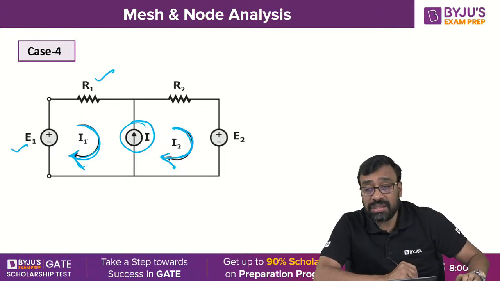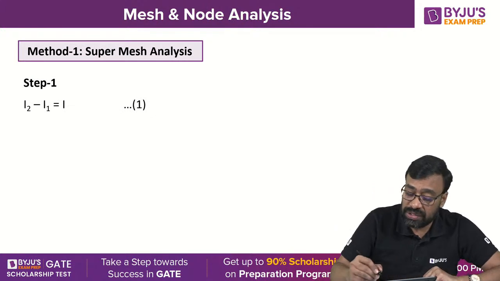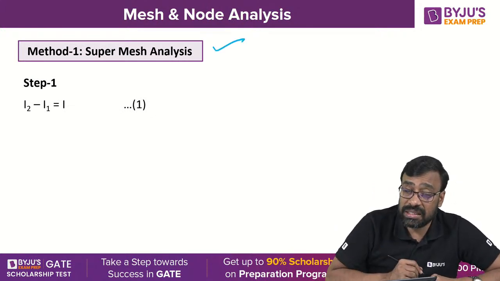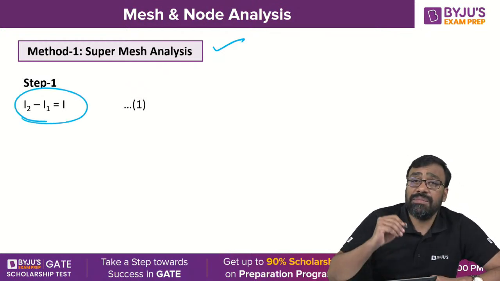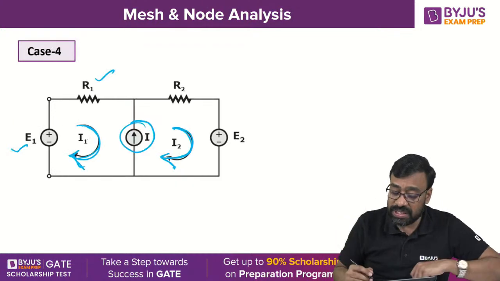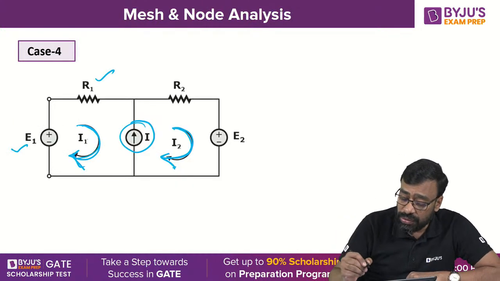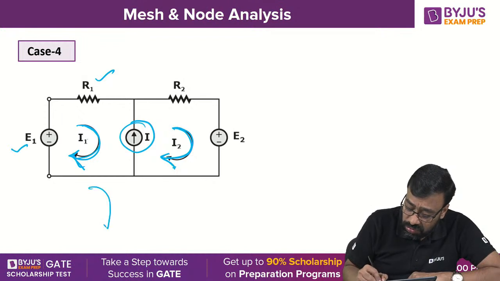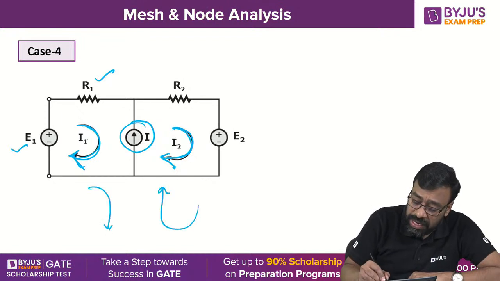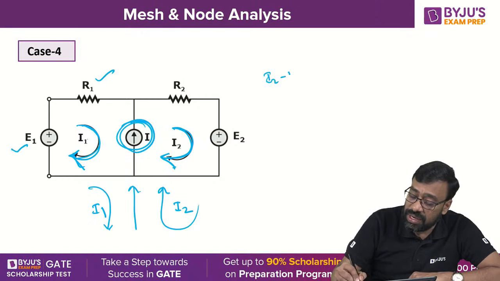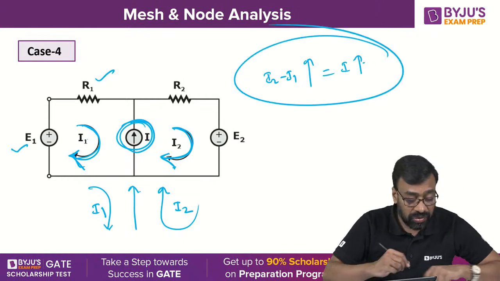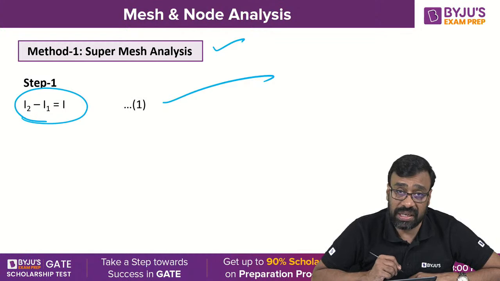For that reason, we go for a different approach. First, we use method 1, that is supermesh analysis. According to supermesh, the first step is to express the loop currents in terms of the current source value. How are the loop currents flowing? I1 is flowing downward, I2 is flowing upward, and current I is also flowing upward. If I take I2 greater than I1, then I2 minus I1 will be upward. I will also be upward. Therefore, I can equate them: I2 minus I1 is equal to I. This is the first equation.